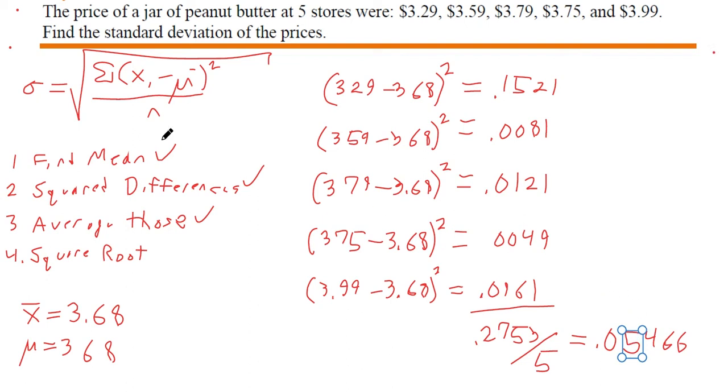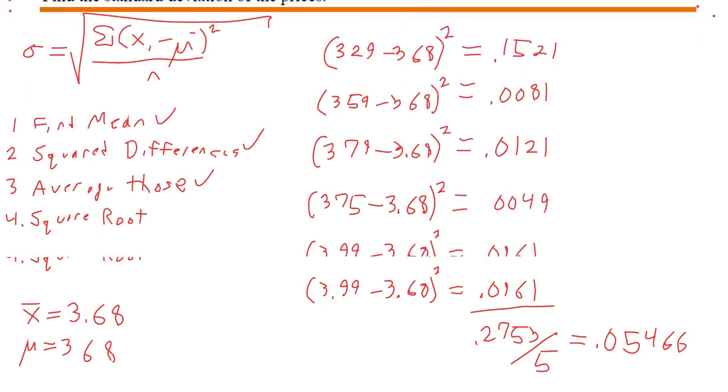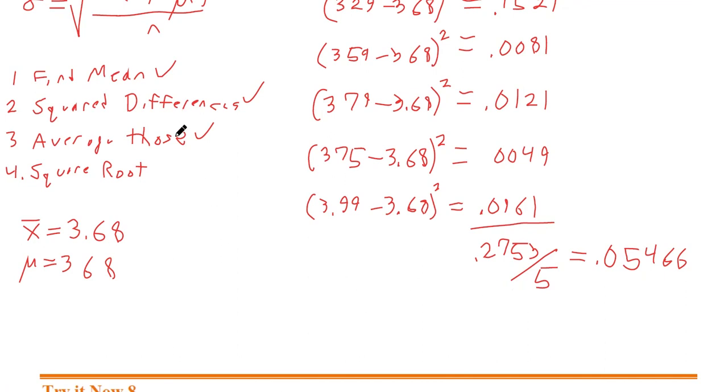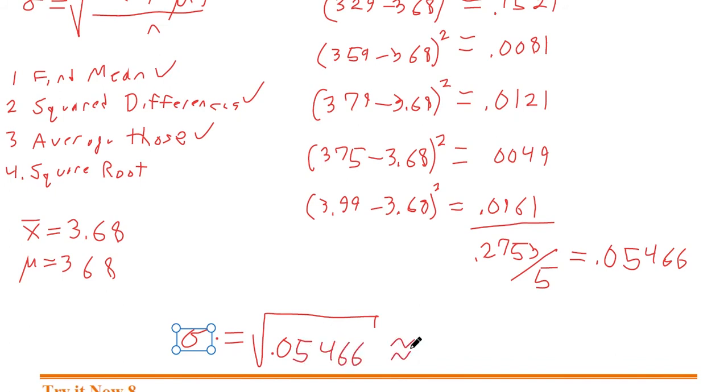Note that I am not rounding at all at any point of this. I am keeping all my decimals as long as I can. You should always do that for everything that you do. Now we're almost done. We've averaged them. Now we just need to take the square root. So what we need to do is take the square root of 0.05466, and then I'll round at the end. So square root of 0.05466, and this one, this was in dollars, so I'll also round to dollars, 0.23.